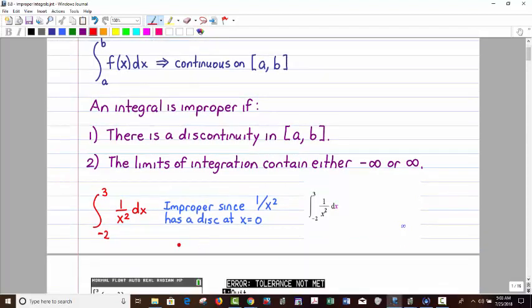Now let's take a look at this example. Negative 2 to 3 of 1 over x squared dx. What's interesting about this problem is that if you work this out manually and took the antiderivative and plugged the limits of integration in, you would come up with an answer. Unfortunately, that answer is wrong because it's wrong to evaluate that integral in a normal fundamental theorem of calculus way. In the interval from negative 2 to 3, we have a discontinuity at x equals 0. So that's what would dictate an improper integral.